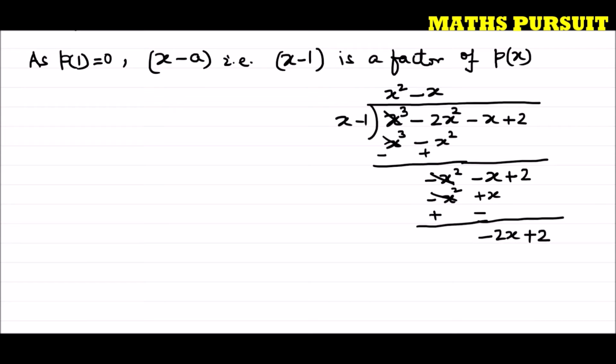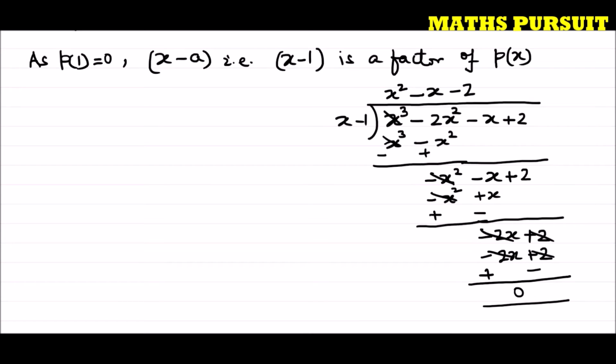Now again, what should I multiply to this x so that I will get minus 2x? Again, the answer is very simple and very straightforward. If I multiply minus 2 to this x, I will get minus 2x. Now let us do that. Minus 2 into x is minus 2x. Minus 2 into minus 1 is plus 2. Now we are subtracting this, so our signs will change. Plus will become minus, minus will become plus. So minus 2x plus 2x cancels out. Plus 2 minus 2 cancels out, and we are left with 0.